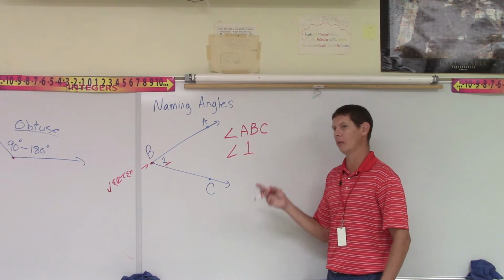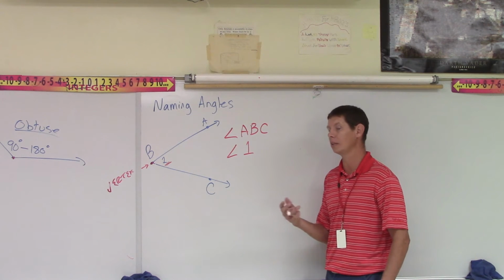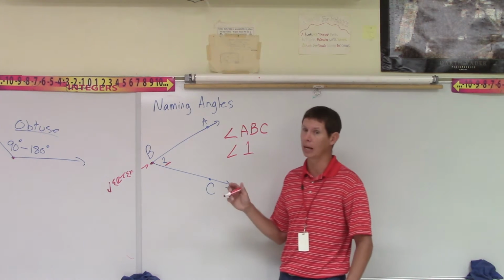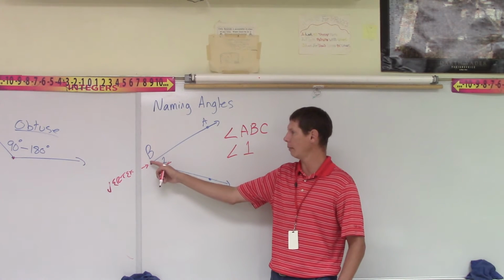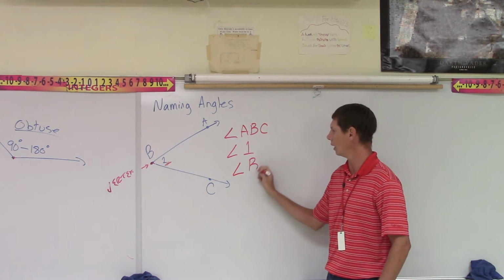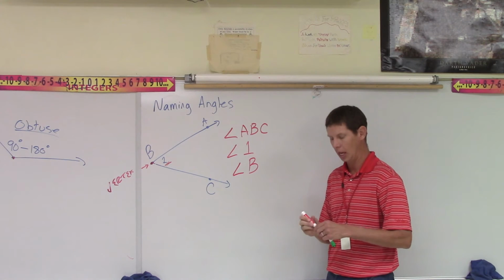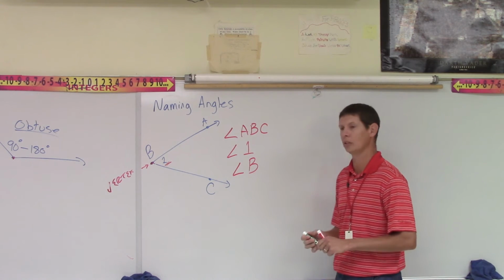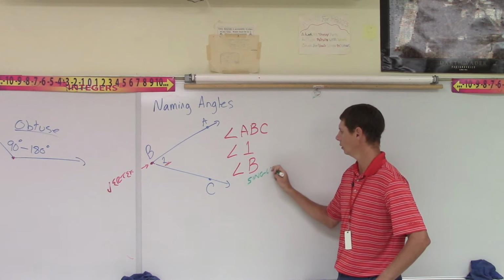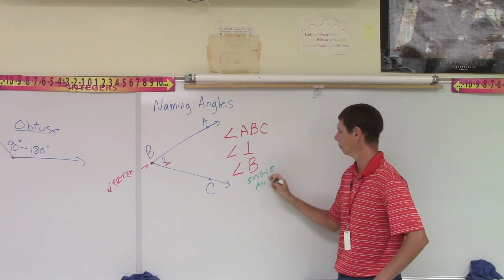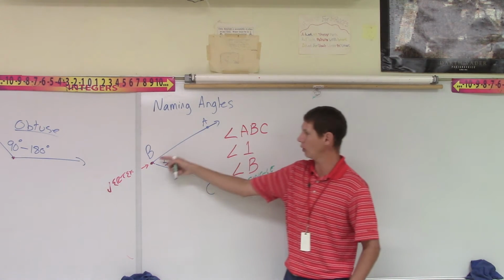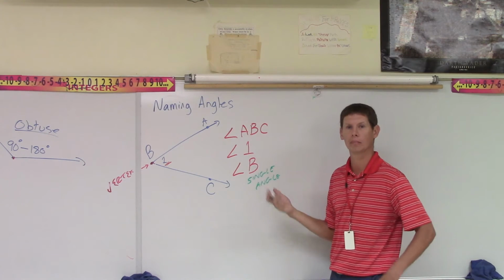And the last way, which sometimes works, other times doesn't, is you can sometimes, keyword sometimes, name an angle by just the vertex. So we could also call this just angle B. That works when there is only a single angle. When, like this picture, we only have one angle, that works.